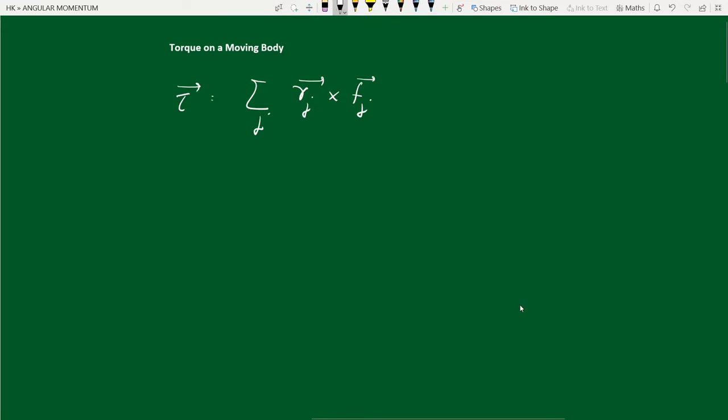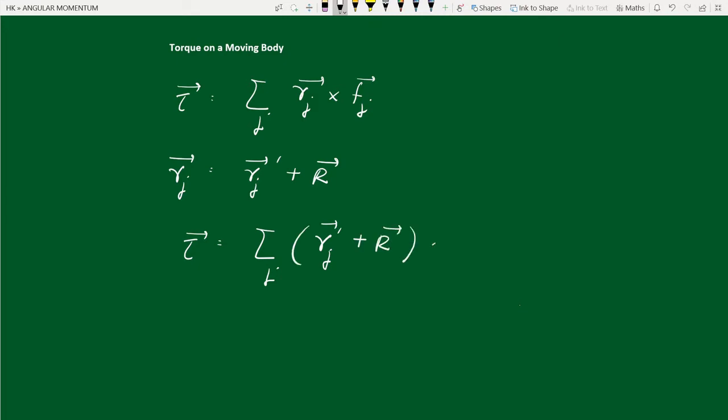So instead of Rj, we can substitute Rj prime plus capital R, where Rj prime is the position vector of the jth particle about the center of mass, and capital R is the position vector of the center of mass about the inertial coordinate system. Therefore torque we can re-express as the sum over j of (Rj prime plus R) cross Fj, where Fj is the total force on the jth particle.